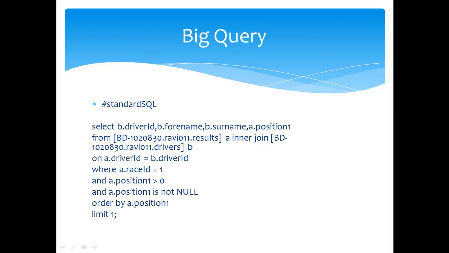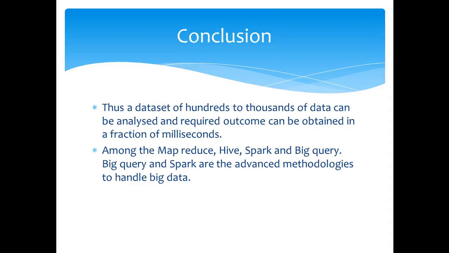In the same way, we see BigQuery. Here we give the GCP values, where BD102080 is the instance of GCP and Ravi 011 is the project name. That's all.